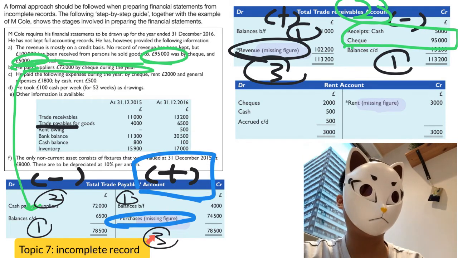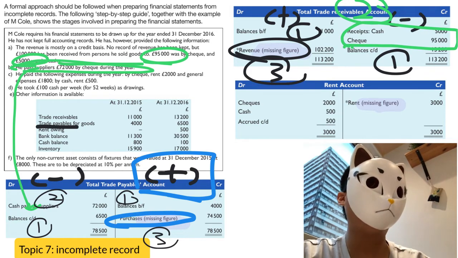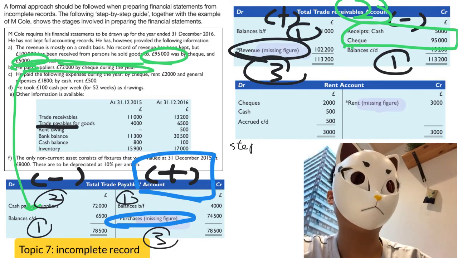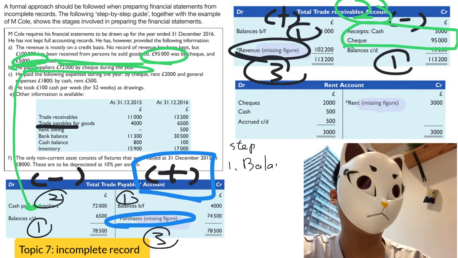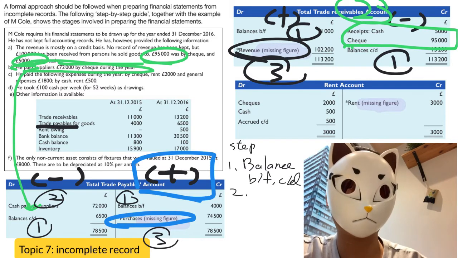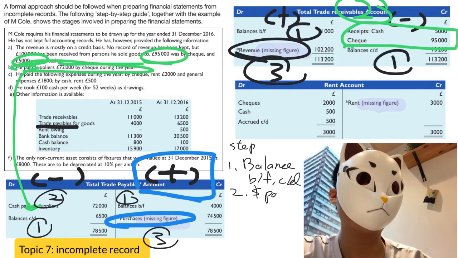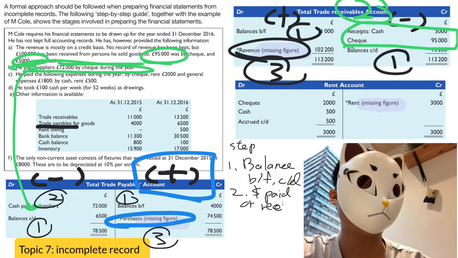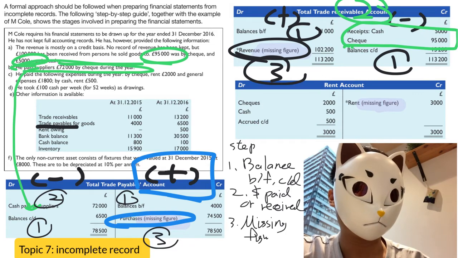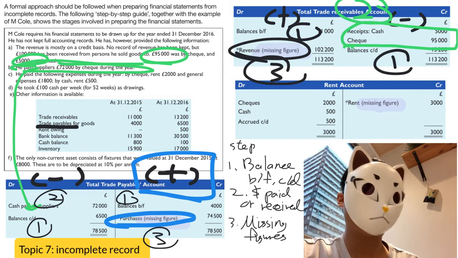Step 1, balance brought forward and balance carried down. Step number 2, cash paid or received. And step number 3, missing figures. Let me put it down. Step 1, you try to find out the balance brought forward and carried down. Step number 2 would be the cash paid or received, the money paid or received. Step number 3, you find out the missing figures. So these are the steps for trade payables and trade receivables.